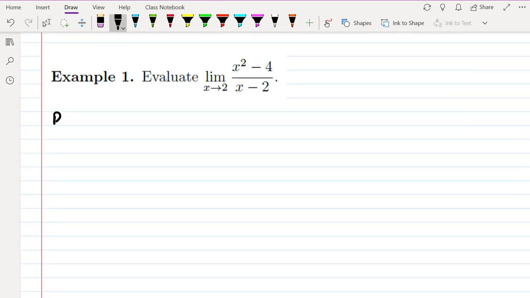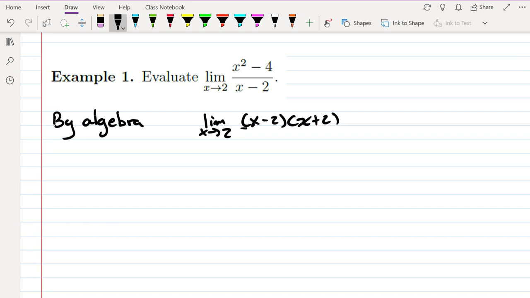So by algebra, we can factor the numerator as the difference of squares, and we get the limit as x approaches 2 of x minus 2 times x plus 2 all over x minus 2. We then reduce that out, and we get the limit as x approaches 2 of x plus 2, and then by the evaluation theorem, we just plug in 2 for x, and 2 plus 2 gives us 4.